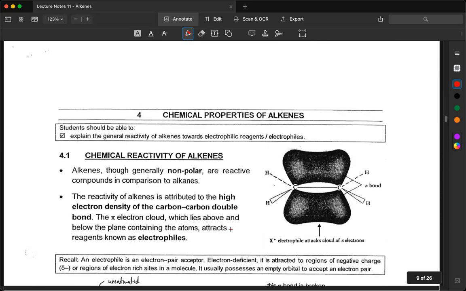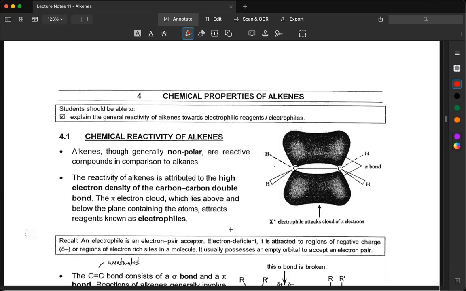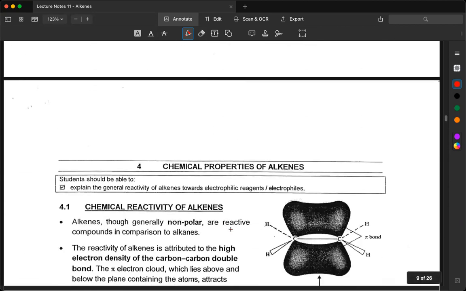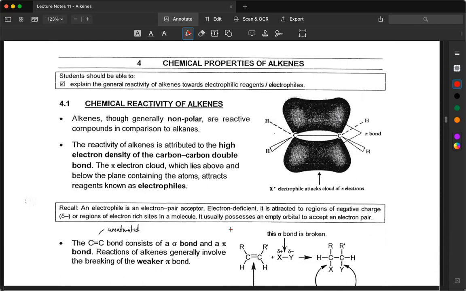Now, we will talk about why the one with more substituents will be more stable. It's related to the next part. But for elimination, we do not need to know yet. So let's look at the chemical properties of alkenes. In general, they are non-polar. Their reactivity is considered high because of the high electron density of the carbon-carbon double bond, which is the pi electron cloud, which lies above and below the plane.